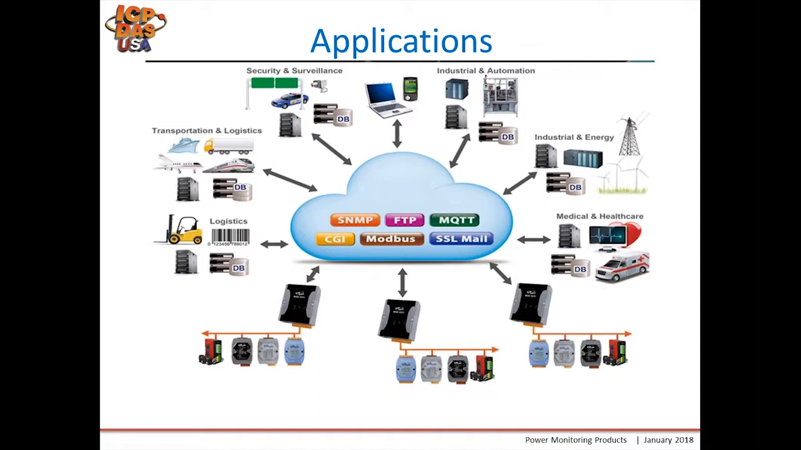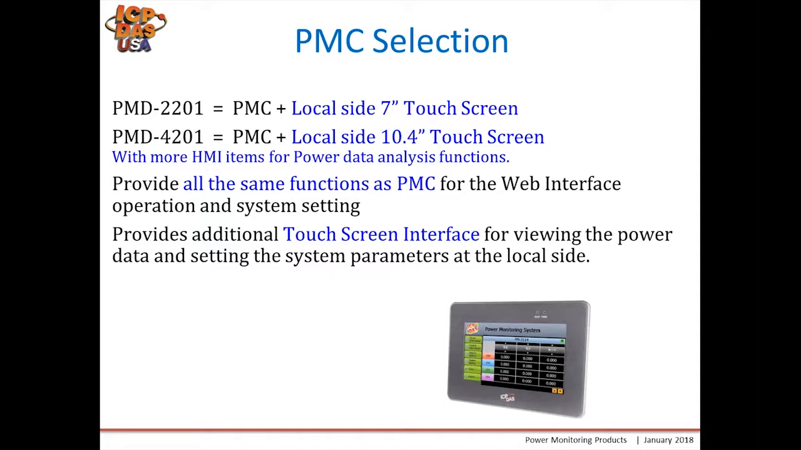For the PMC selection, these are the power meter concentrators with displays. We have a 7-inch version and a 10-inch version. The part number is at the top, PMD 2201 for the 7-inch and PMD 4201 for the 10-inch. These provide all the same functionality of the PMCs, but have a built-in display. So instead of going through a web browser, you can just purchase one of these and configure everything through the touchscreen interface.